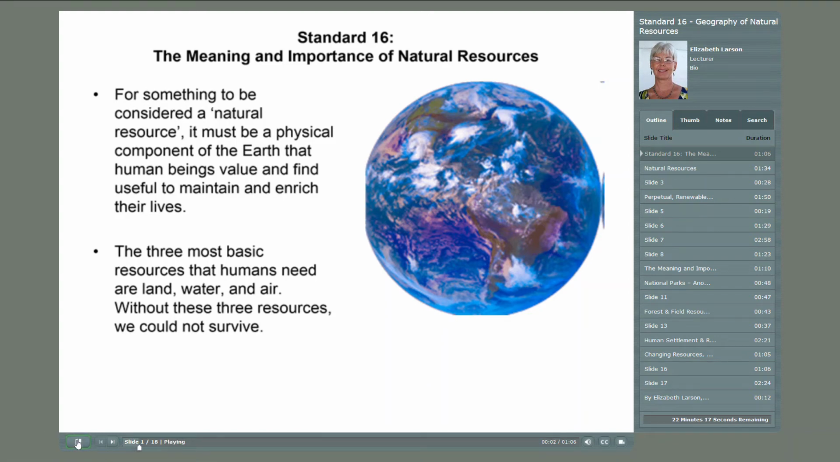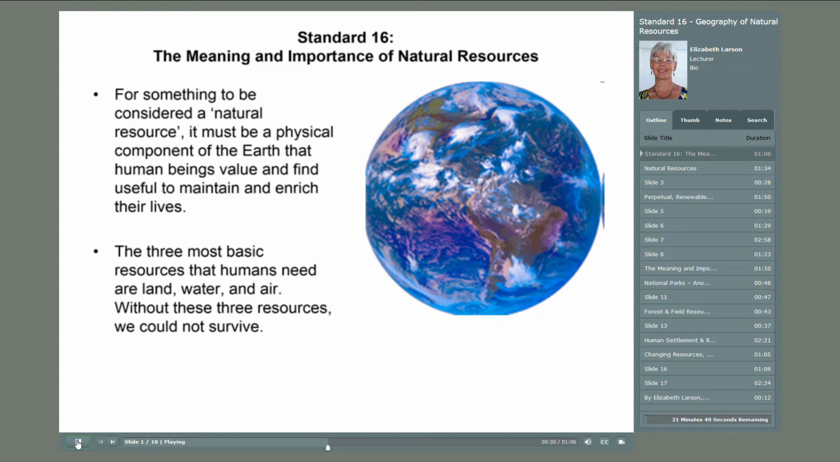Standard 16 is the meaning and importance of natural resources. For something to be considered a resource, it must be a component of the earth that human beings value and find useful to maintain and enrich their lives. Some things that were resources in the past may not be resources today or in the future. Some resources may become too depleted to extract or to use them, or better and more appropriate substitutes may be found for them.